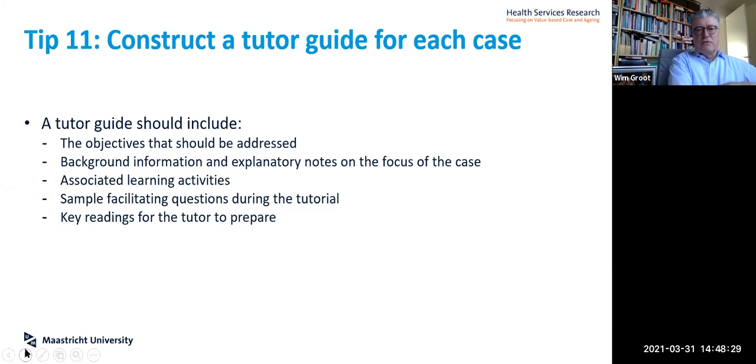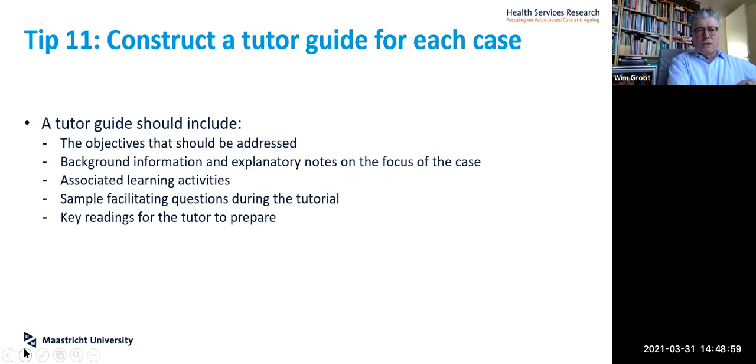Some relevant background information that the tutor can introduce if the discussion is stalling, if the discussion falls flat, so that the tutor can bring the discussion back to life again by some background information and some explanation here and there. So some explanatory notes on the focus of the case is also important.